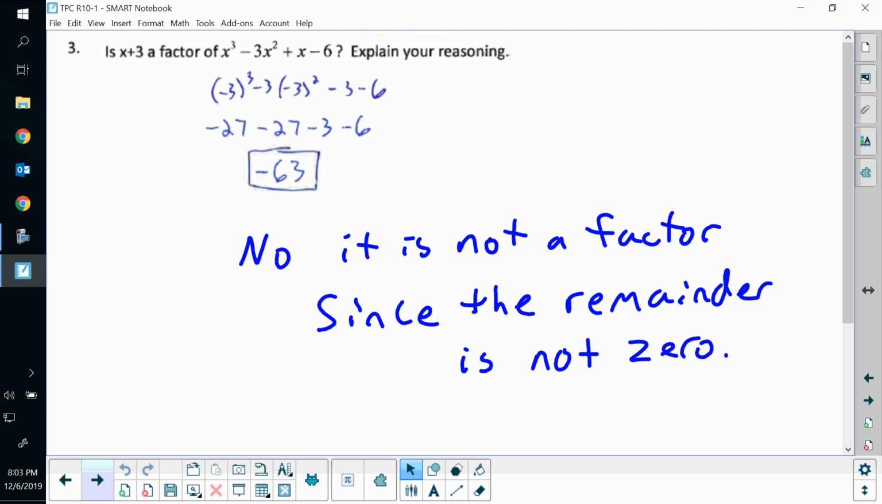Number 3, the easiest way to tell if something's a factor is take what will make it equal 0, so -3 in this case, put it in for x, whatever we get back is the remainder. So we get a remainder of -63 here. Is it a factor? No, because we did not get a remainder of 0. You could have done the division using synthetic division to get what the remainder was too. That just takes a little bit more work.